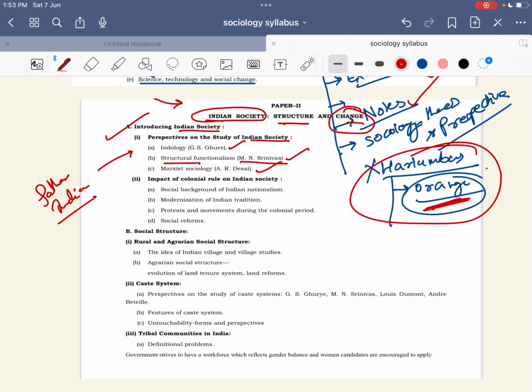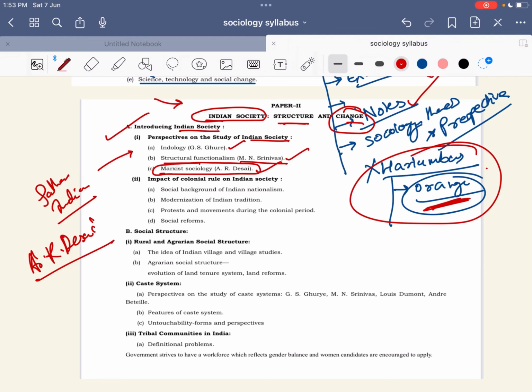ऑन देयर इज़ अनदर पर्सपेक्टिव, ये सबसे हटके है इंडियन सोशियोलॉजी में, जो है ए आर देसाई. जब वो आएंगे ए आर देसाई, तो वो जो इंडियन सोसाइटी को देखेंगे ना, तो वो पूरी तरह से मार्क्सिस्ट सोशियोलॉजी की तरह देखेंगे. वो मार्क्स के व्यू पॉइंट से इंडियन सोशियोलॉजी को देखेंगे, तो उनका भी वर्क है हमें.